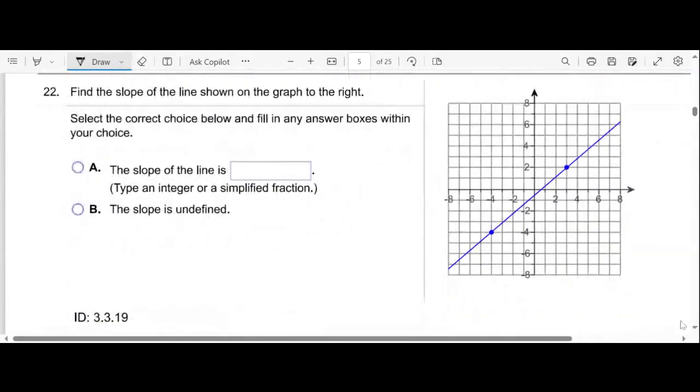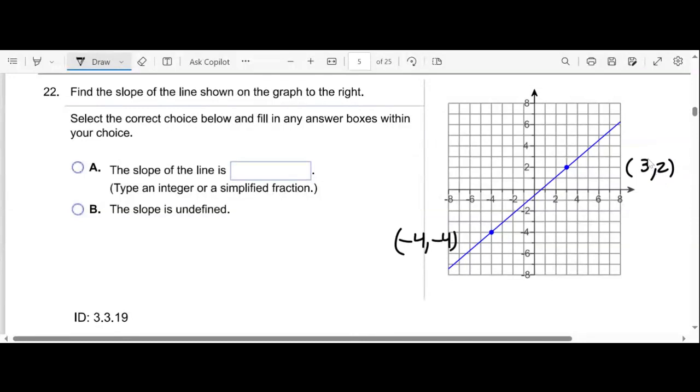Read, Aziz. Find the slope of the line shown in the graph to the right. Select the correct choice below. What is this point here? Minus 4. What is this point here? Minus 2, minus 3, and 2.